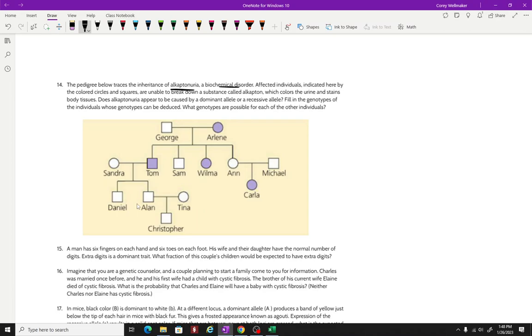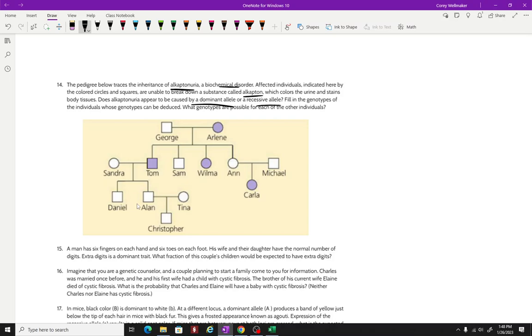Alkaptonuria, biochemical disorder. Dominant recessive. They don't tell us. Okay. I don't know. Oh, here it is. I can tell now. Right? If you don't know, just make it up and see if it works. So you're like, I don't know. I'm going to make it dominant.